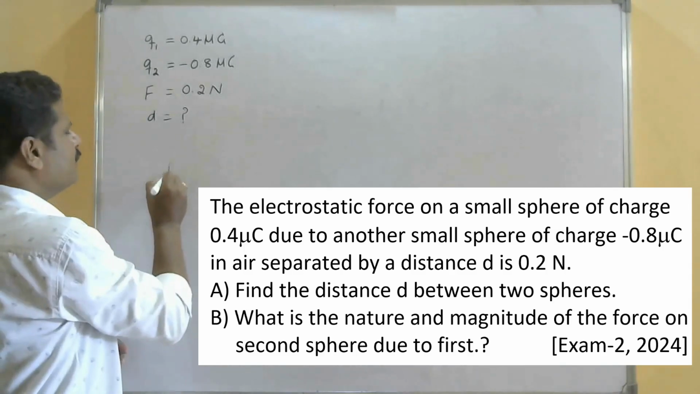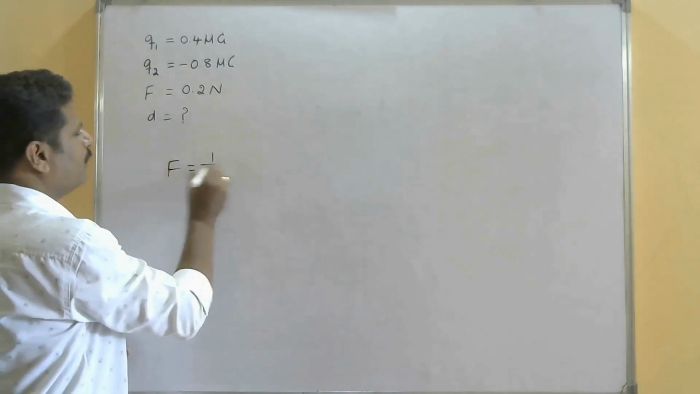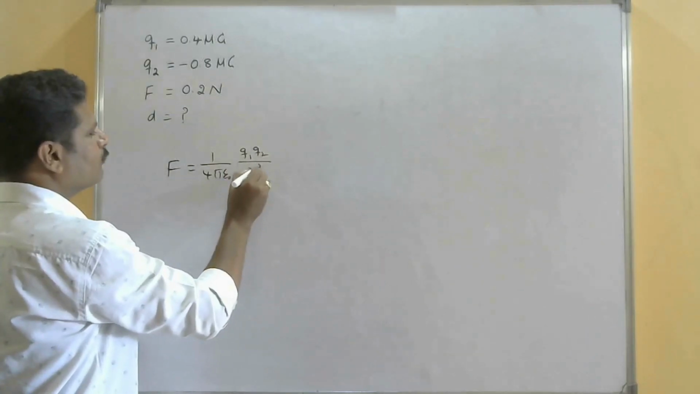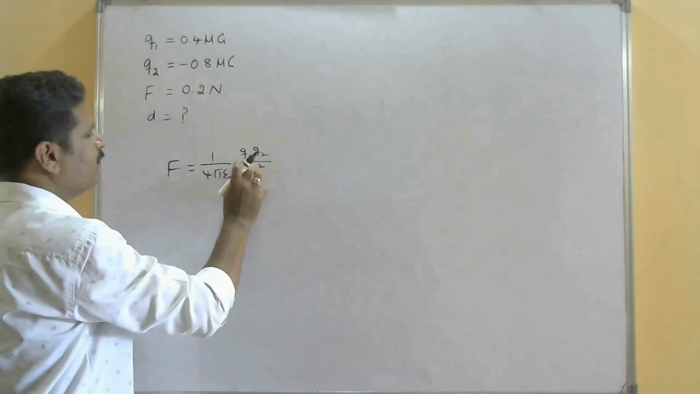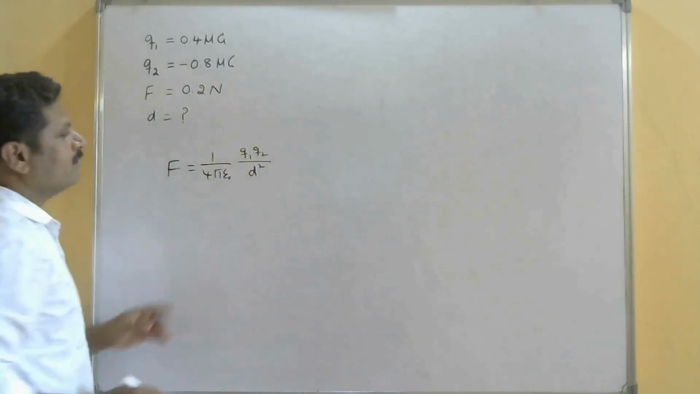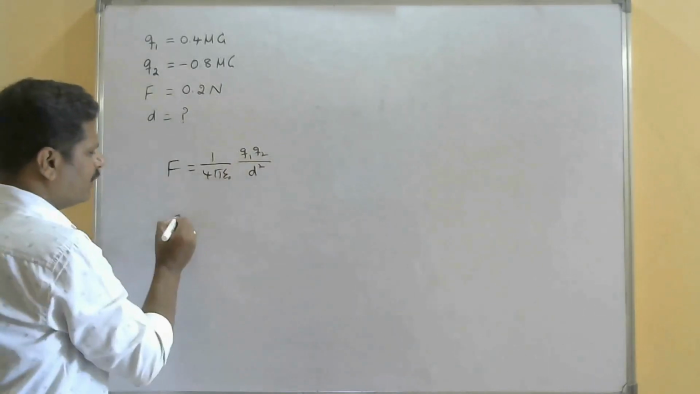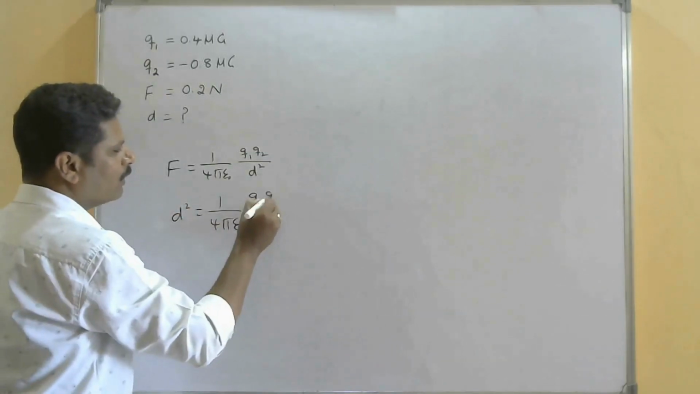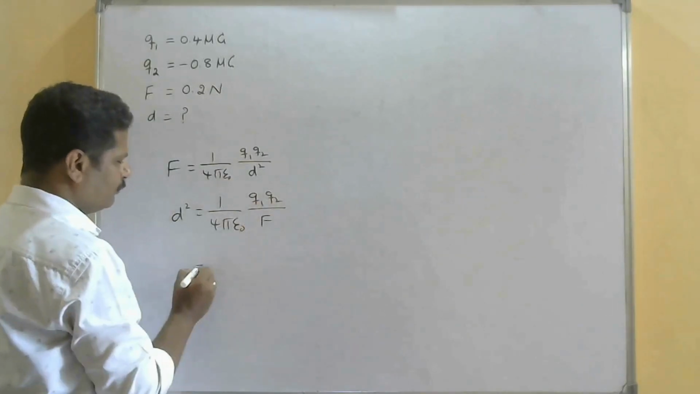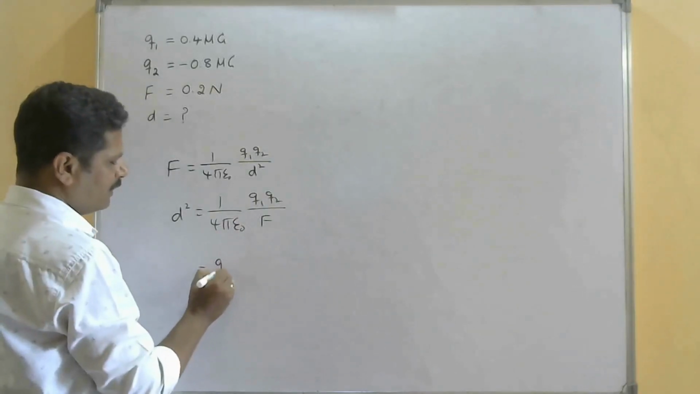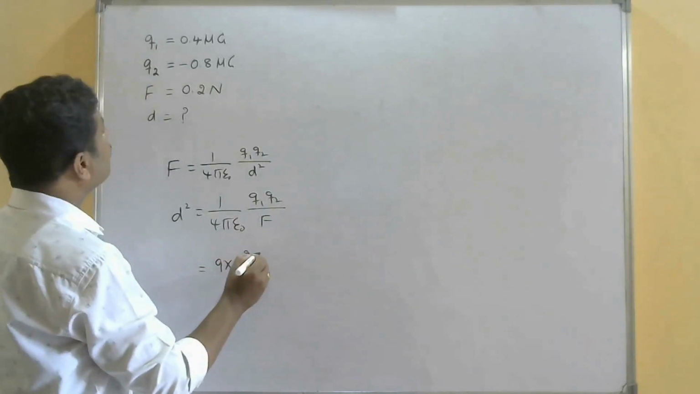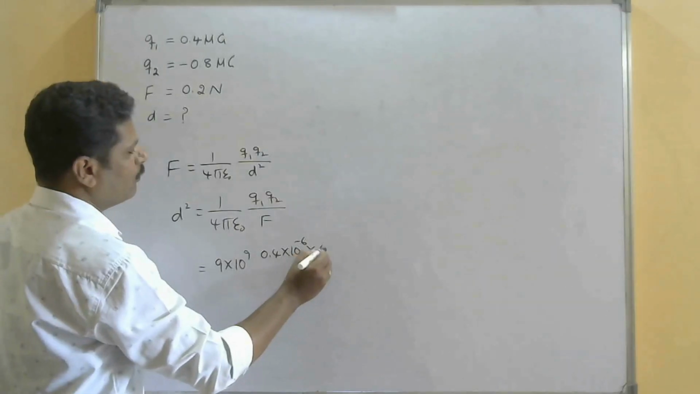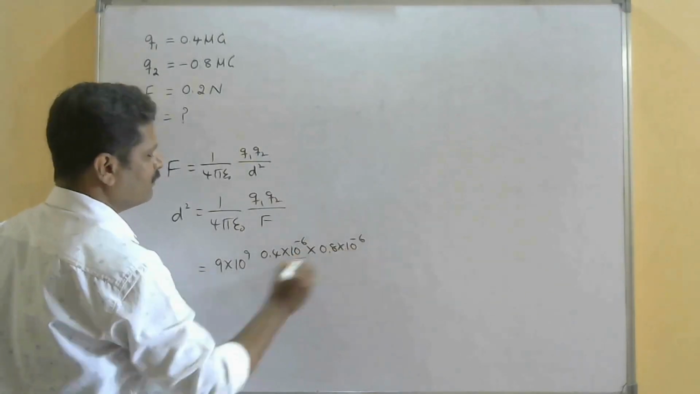From Coulomb's law we can take F is equal to 1 by 4 pi epsilon naught Q1 Q2 divided by R square. Let me take this R as D square. Make D the subject of the formula now. On rearranging, we can take D square is equal to 1 by 4 pi epsilon naught Q1 Q2 divided by F. Substituting the values, we get 9 times 10 raised to 9, and Q1 is 0.4 into 10 raised to minus 6, and 0.8 into 10 raised to minus 6 divided by force.